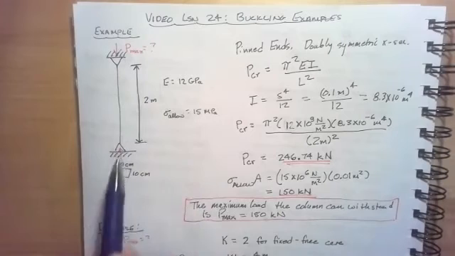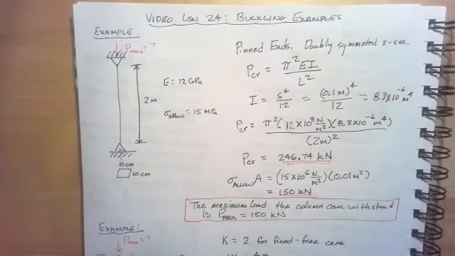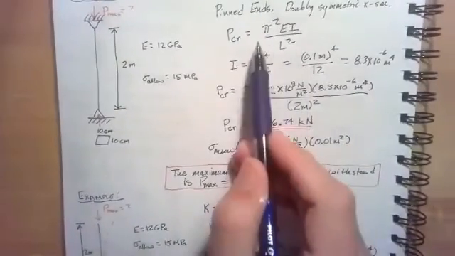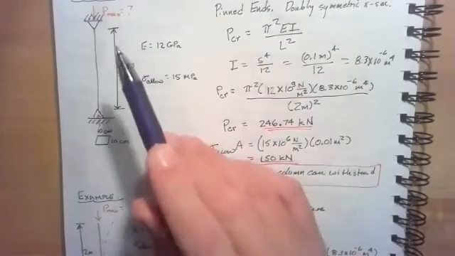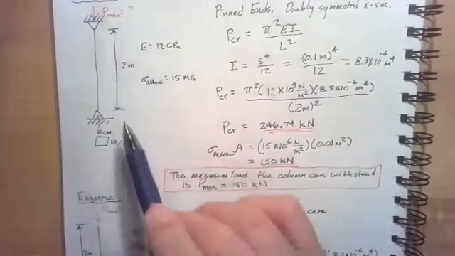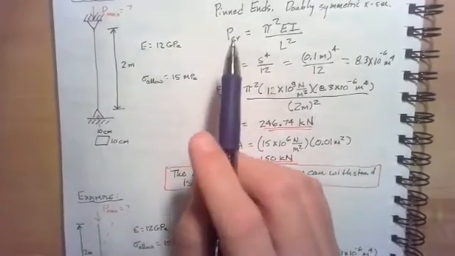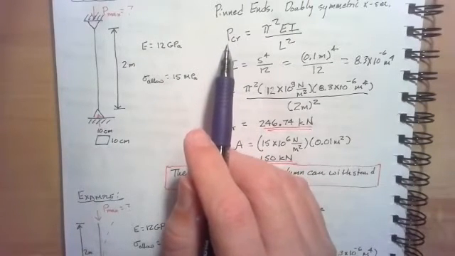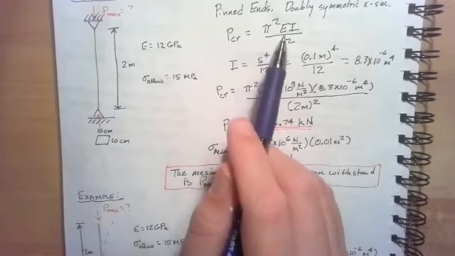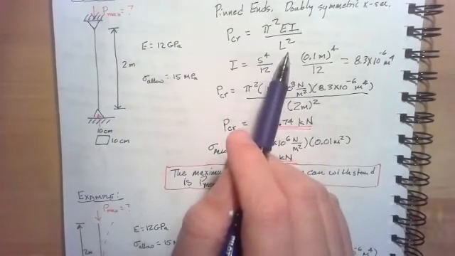Either way is a possibility, but it should be the same because the section is doubly symmetric. So we're going to use the standard case for the Euler buckling load. We don't have to worry about alternate end conditions. We are pinned, which is what Euler derived the original buckling formula for. So here the critical buckling load is equal to pi squared EI over L squared.